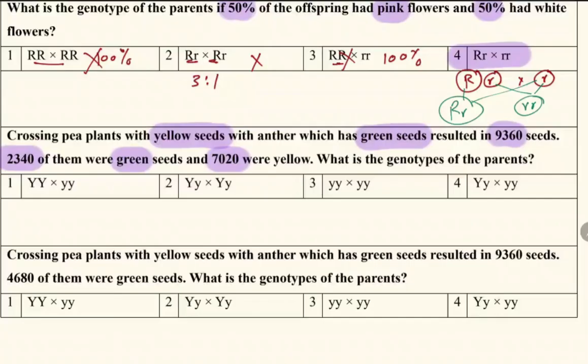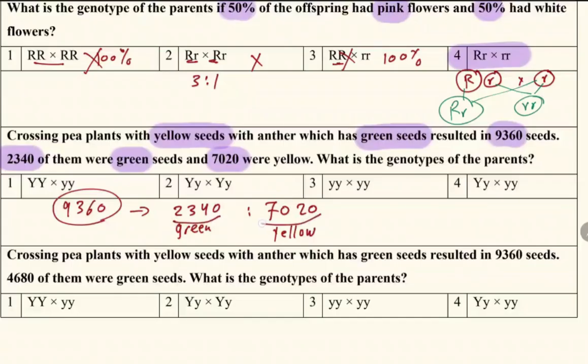Now let's see the ratios of these. The total plants, 9,360. Of them, I got 2,340. These are green. And I have 7,020, yellow. Now what is the ratio of them? This is the total. If I just divide it over 4, this is going to be 1 and this is going to be 3.